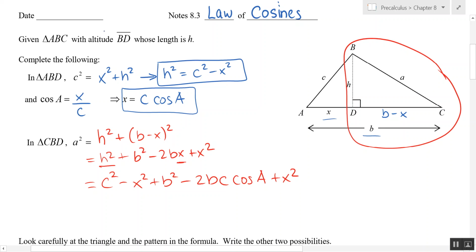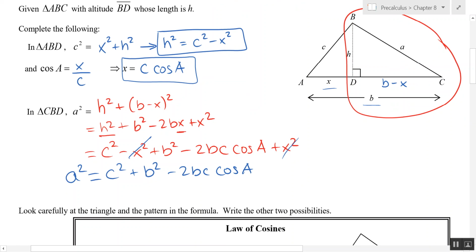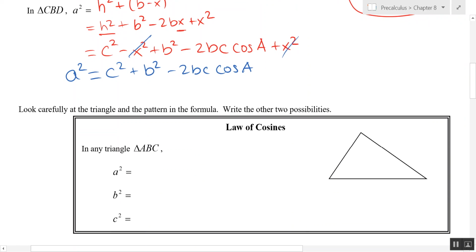And you see right away that there's a few terms that drop. The x squareds, negative x squared plus x squared is 0. So we can write this as c squared plus b squared minus 2bc times the cosine of angle A. And that is what a squared is equal to. We're going to put that formula in our box down here, and I'm going to rewrite it just in alphabetical order. a squared is equal to b squared plus c squared minus 2bc times the cosine of angle A.